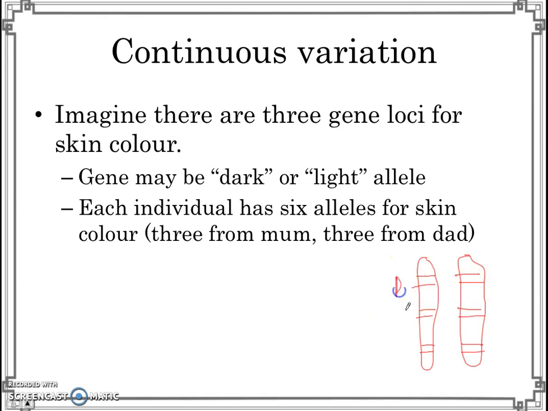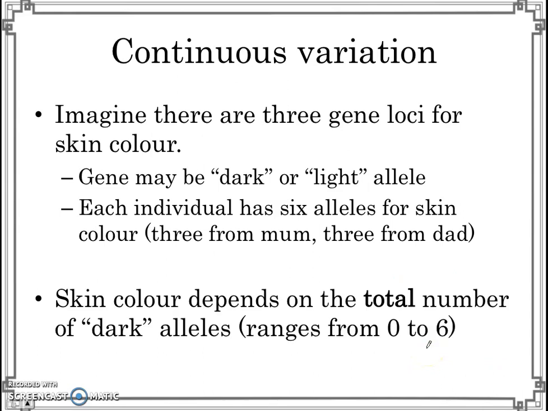Imagine if your mom gave you 3 copies of the dark allele and your dad gave you 3 copies of the light allele. Then in total you'll have 3 dark and 3 light, so your skin color will be somewhere in the middle. But imagine if your mom gave you 3 dark and your dad also gave you 3 dark. Then in total you'll have 6 dark alleles and you'll be super dark. So it's because there are many gene loci that there's a range of phenotypes. The skin color at the end of the day depends on the total number of, for example, dark alleles that you have.